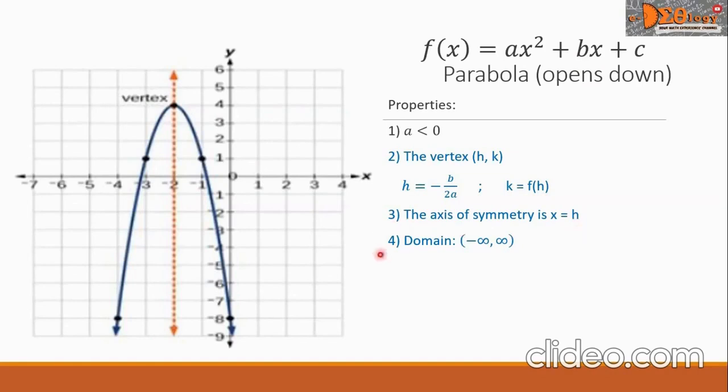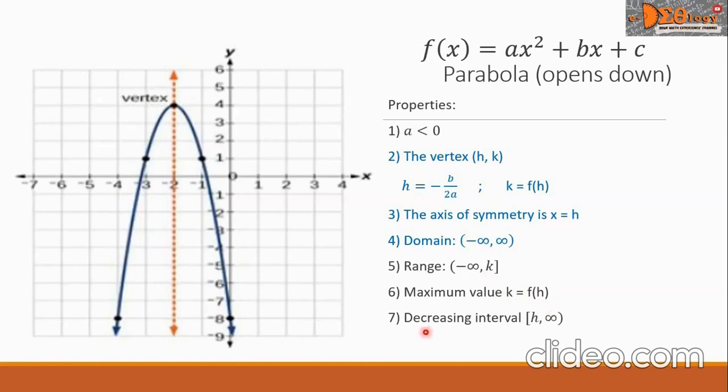Property number 4, the domain is all real numbers, and the interval notation is negative infinity up to positive infinity. Property number 5 is the range, the values for y. So with respect to the y-axis, it starts with negative infinity, and the highest is the k value, and we use the square bracket. Number 6, the maximum value is k, and we can simply copy the value of k in the vertex. We can write here.